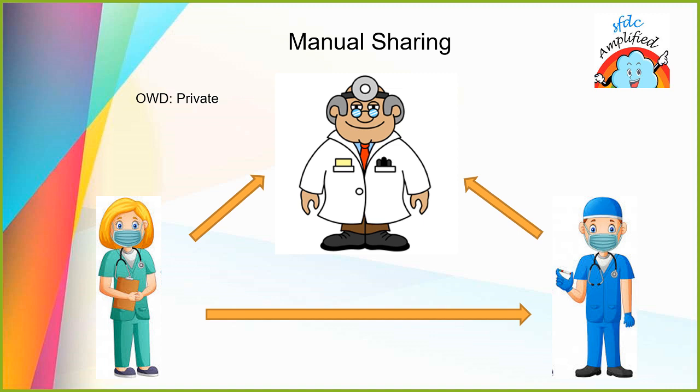Now the third case is, what if the head of the department wants to share his particular record with a doctor of department 1? What if that happens? In that case, he can do manual sharing. Basically, we can use it when it is not possible to define a consistent group of users. In this case, we can share it with one user. So that's how manual sharing works.